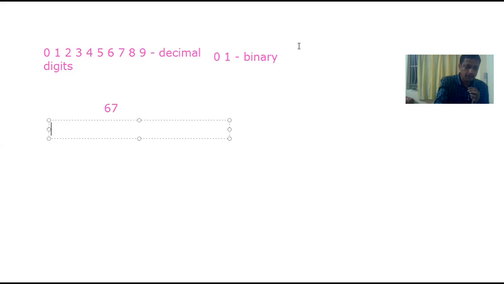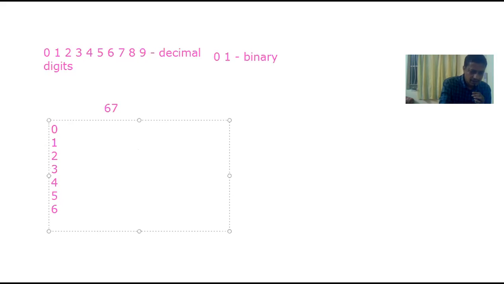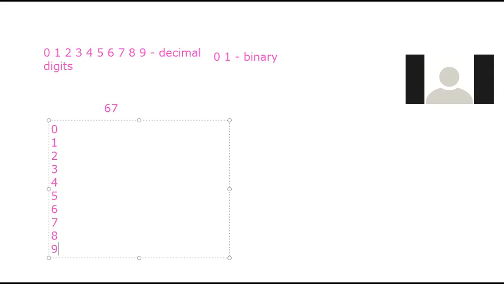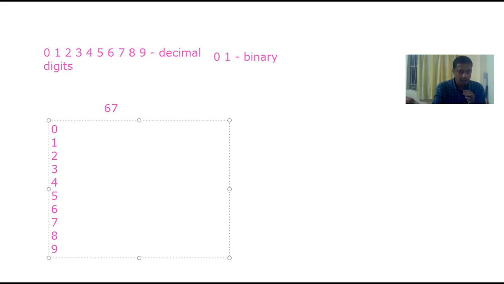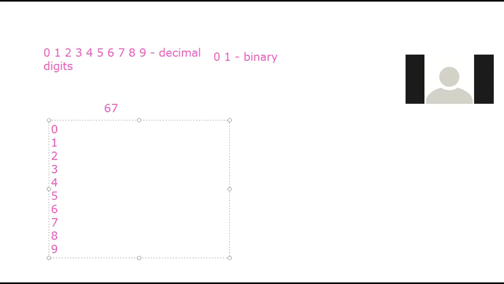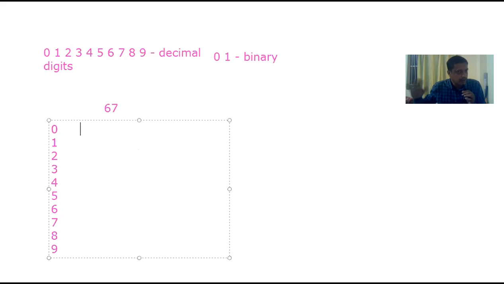Let me write for you. I'll write here 0, 1, 2, 3, 4, 5, 6, 7, 8, and then 9. I have these numbers. Now, this is a single digit set. When the digits finish, then again the first valued digit repeats and combines with the previous set.